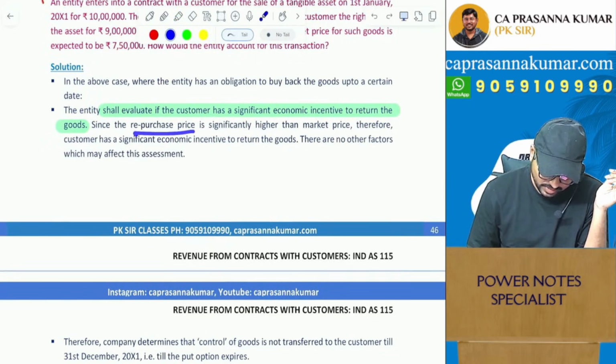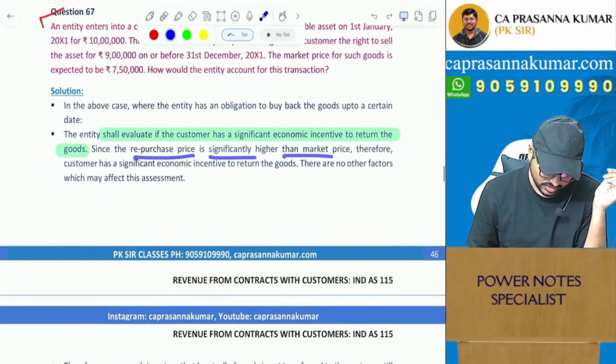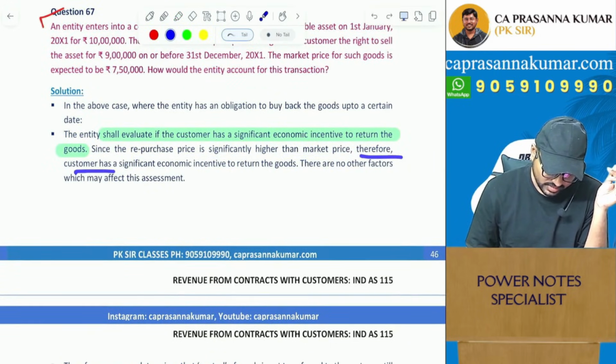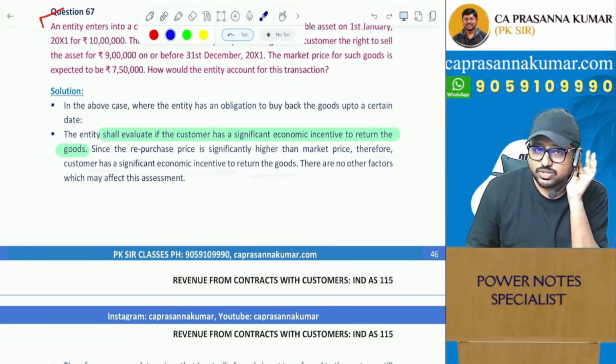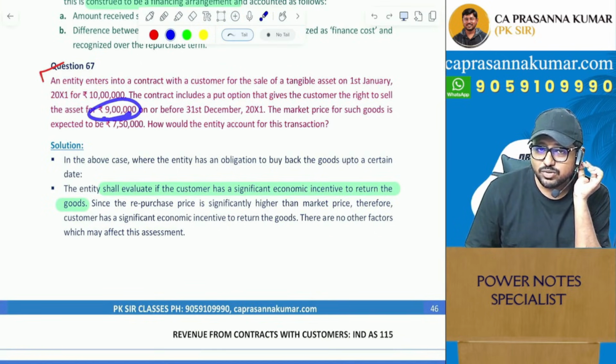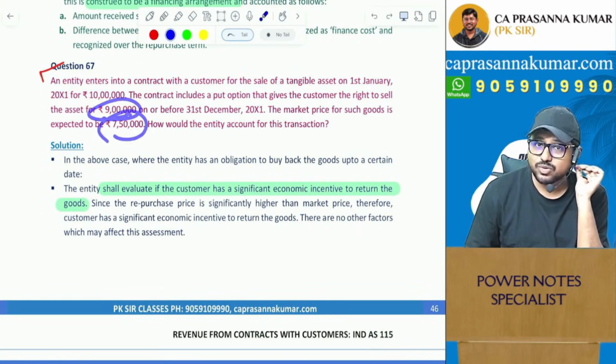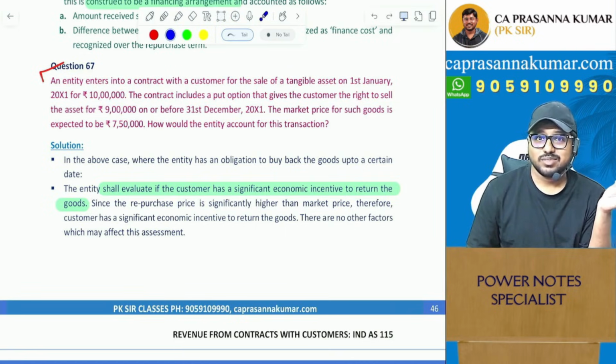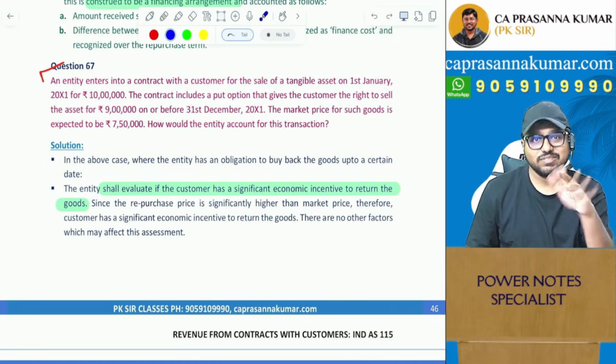Since the repurchase price is significantly higher than the market price, the customer has significant economic incentive to return the goods. So in this case, he is going to return the goods. Why? Because customer returning means you will be paying money to the customer. How much? 9 lakhs. Whereas in the market, the value is only 7,50,000. So the customer will have a benefit of 1.5 lakhs. Therefore, definitely he will return.